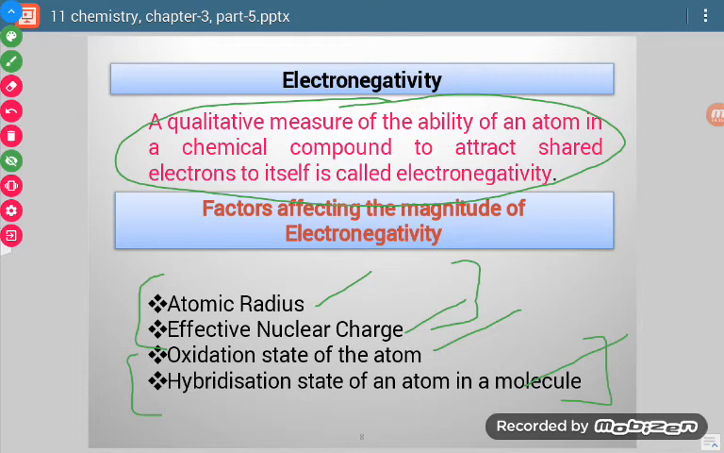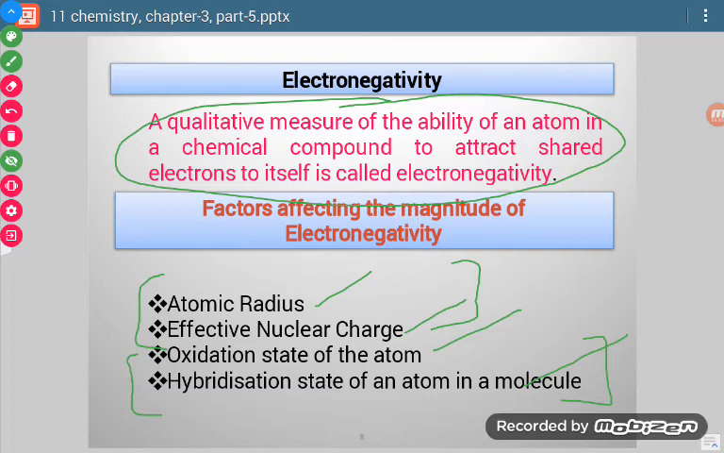With the increase in size, what will happen? The distance of the nucleus from the outermost electrons will be more. So if this distance is more, then it means the attractive force will be less. Okay, so if attractive force is less, then we will say that electronegativity value will be less. So electronegativity value decreases with increase in atomic radius.